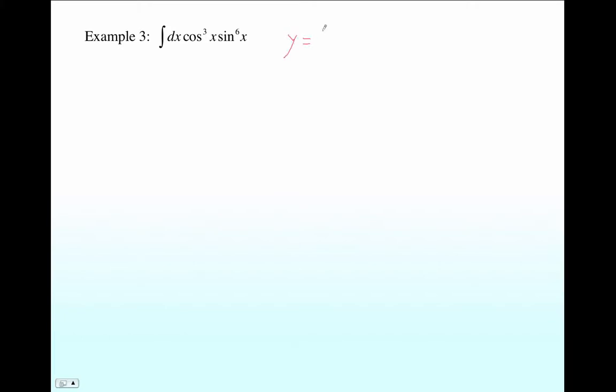So put y equal to sine x, in which case dy is cosine of x dx. But we already have a cosine of x dx over here, and so this is dy. That leaves cosine squared x, but cosine squared x is 1 minus sine squared x, which means we have 1 minus y squared here. That leaves sine to the power 6x, which is y to the 6th.